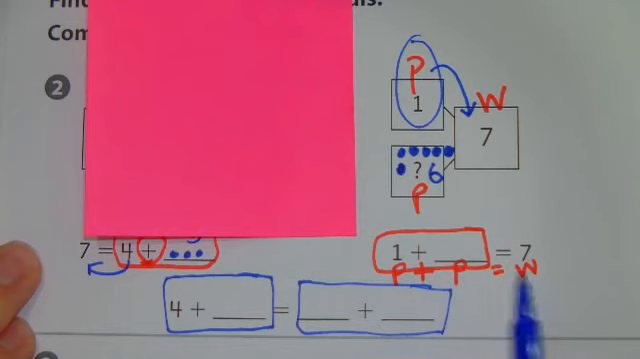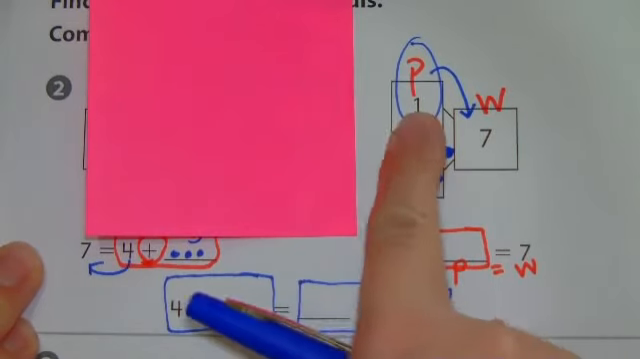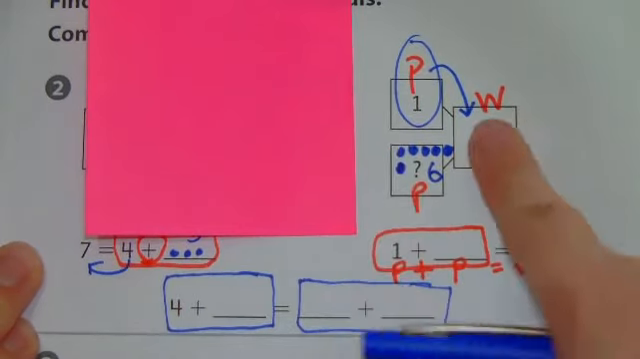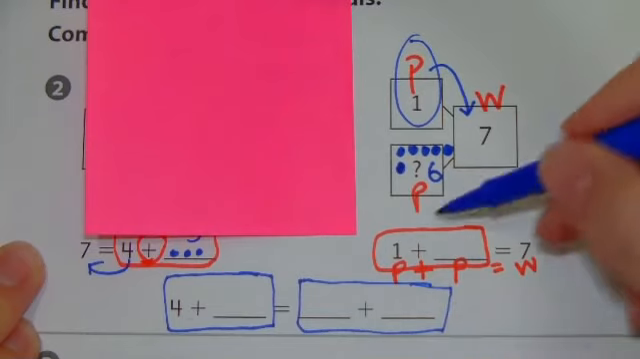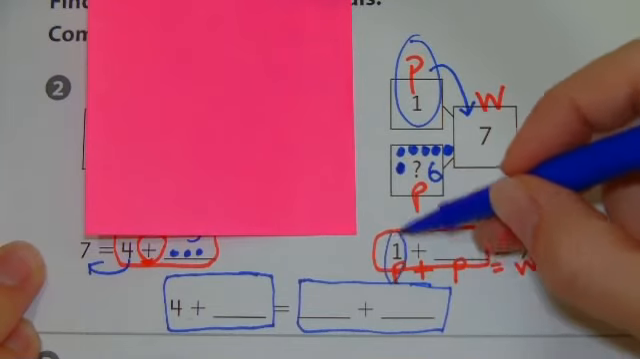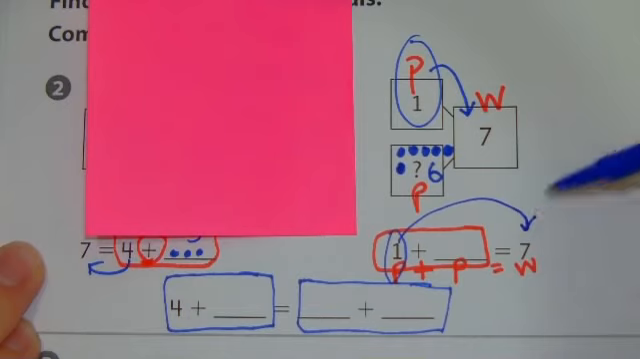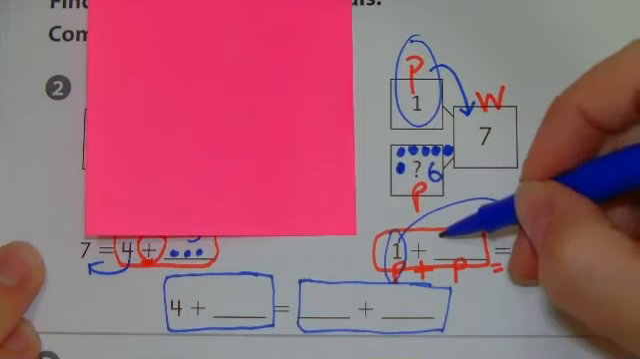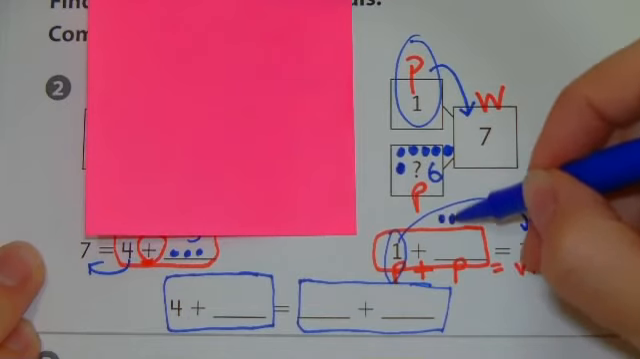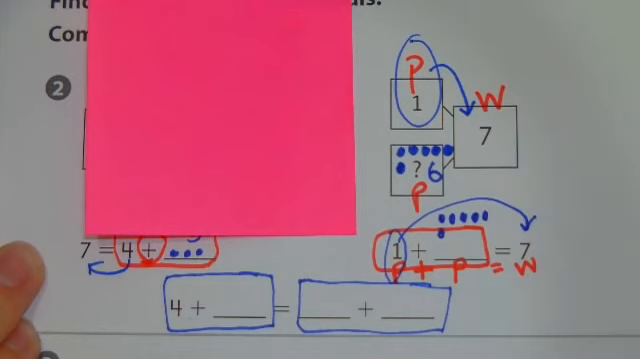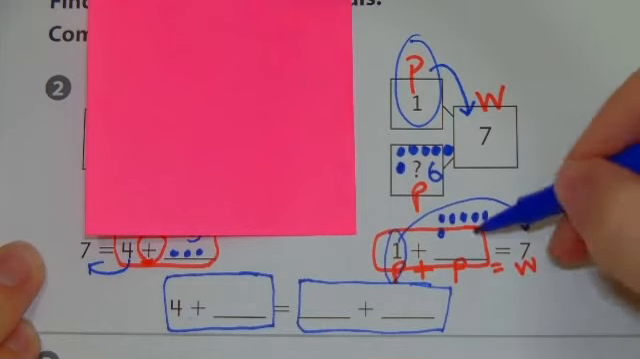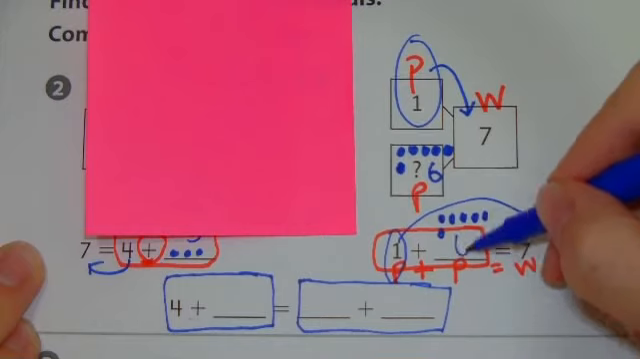So here, there's my part and my part and my whole, right? 1 came from right here. 7 matches here, so what number goes here? Right, the part that we already figured out. We can prove it by counting on from the part we know up to the whole, right? 1, 2, 3, 4, 5, 6, 7. How many dots did I draw?